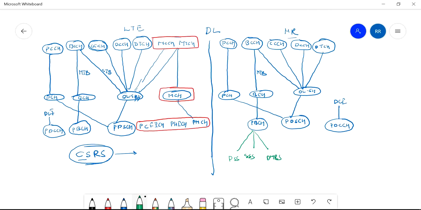DMRS is the demodulation reference signal. Okay, for every physical channel there is a DMRS, and what it does, it helps in demodulation of the information that is carried by physical channels. So that is the main function of DMRS. Okay, so we can see, including these three, it is called SSB, that is called synchronization signal block.